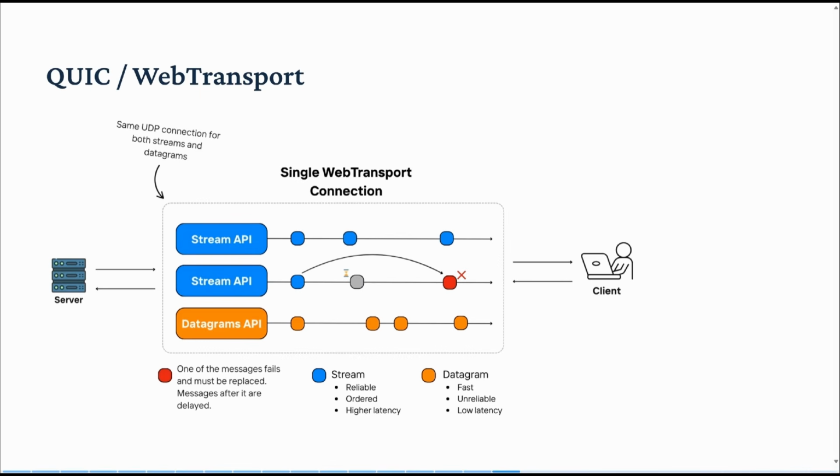When one message fails in a stream, as shown by the red cross, only that specific stream is affected. Other streams and all datagrams continue flowing normally. This architectural difference is what enables applications to have both low latency updates for real-time data and reliable delivery for critical data, all in the same connection.